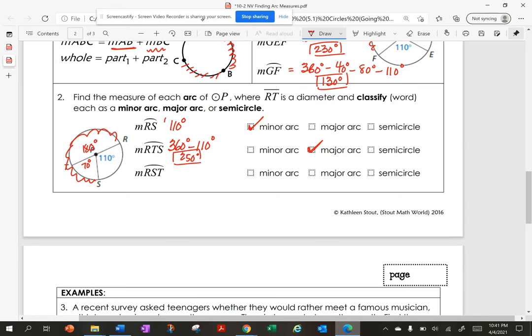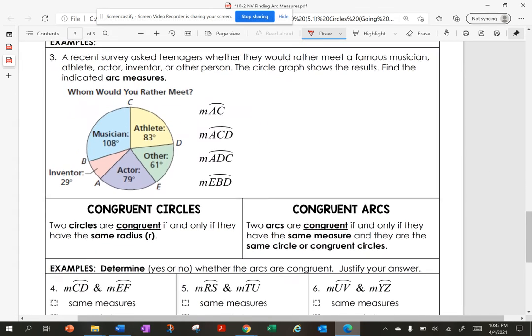Okay. And let's find the measure of RST. RST is a semicircle. So it is a major arc, but the most correct answer is semicircle. So this is a special case. Okay. All right, let's solve some problems.